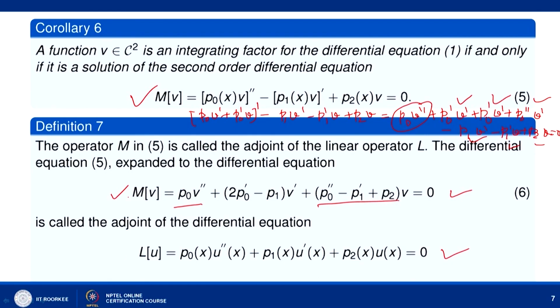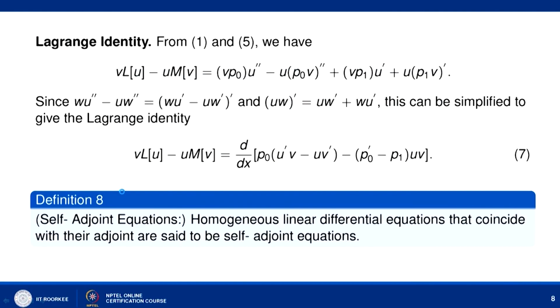So the adjoint of L is given as M, and we can easily check that if we find the adjoint of M, then we get the original equation. Now there is a very important identity known as the Lagrange identity, which we can calculate from equations 1 and 5. So from 1 and 5 we look at V of L U minus U of M V. If we calculate this quantity, what we get is known as the Lagrange identity. So let us first calculate this quantity.